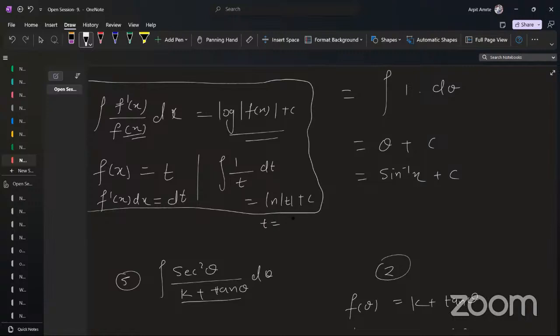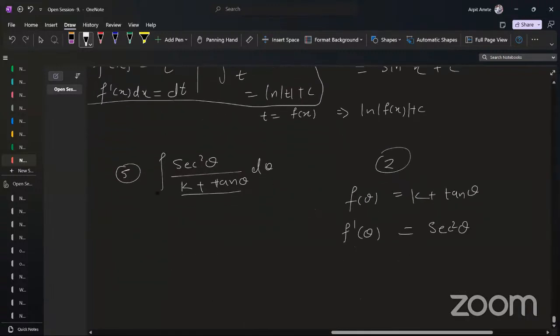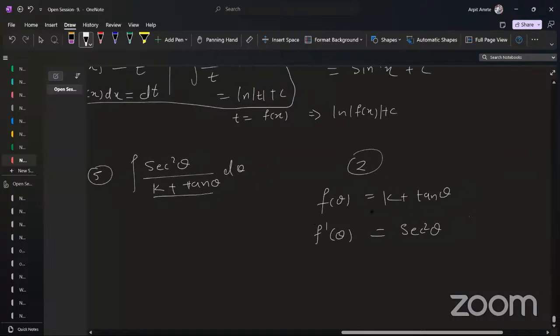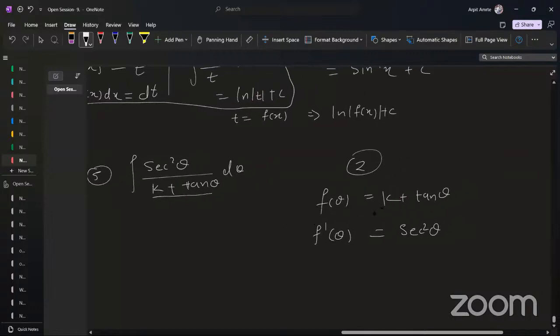And just resubstitute the value of t. You have t equals f(x). So you will get ln of |f(x)| plus c. Right? So if you have this kind of thing, then it will be just ln of mod f(x) plus c. Okay. So you don't need to remember this kind of thing. Just observe here. You are getting this kind of thing, right?